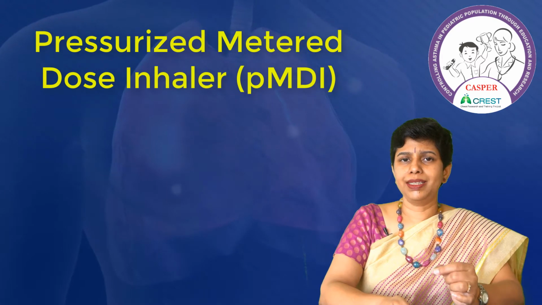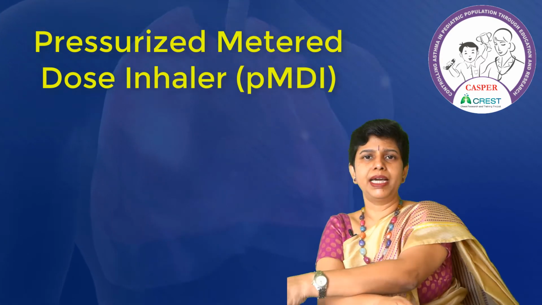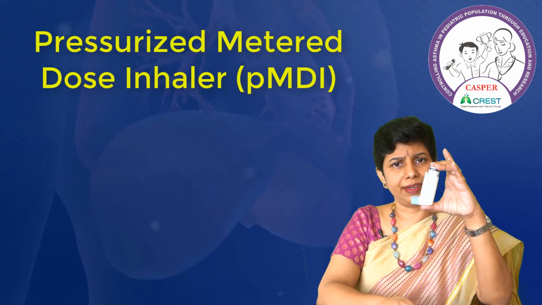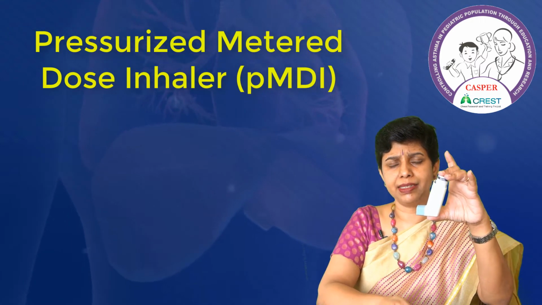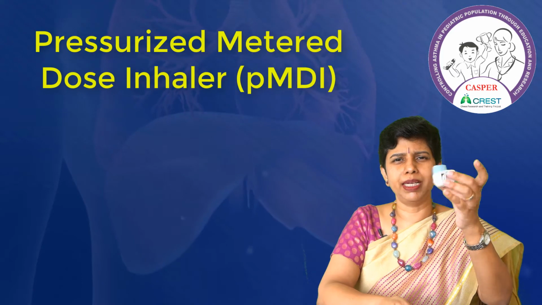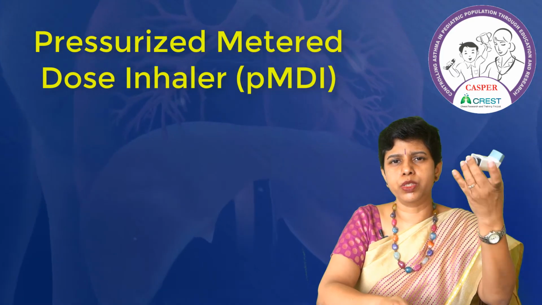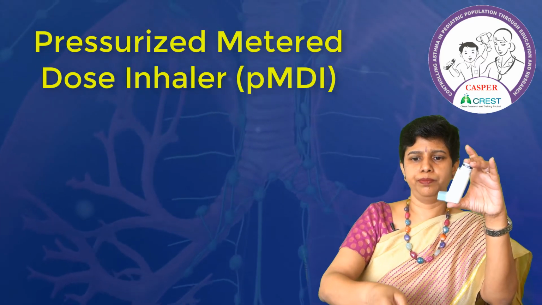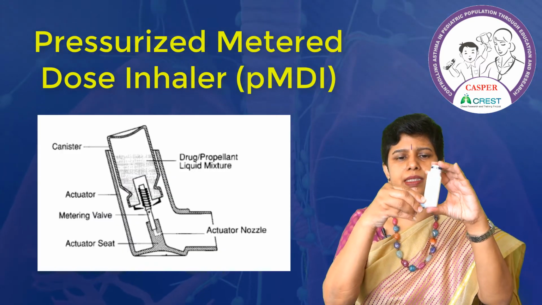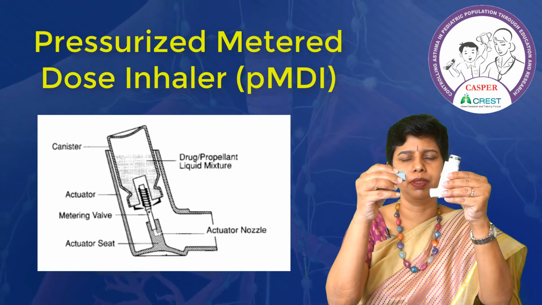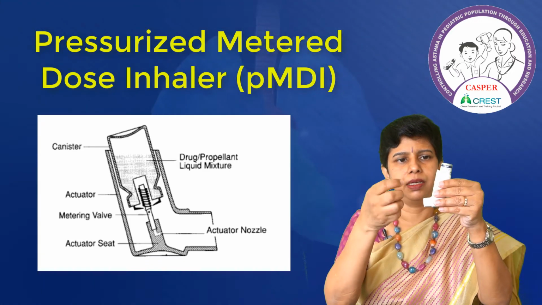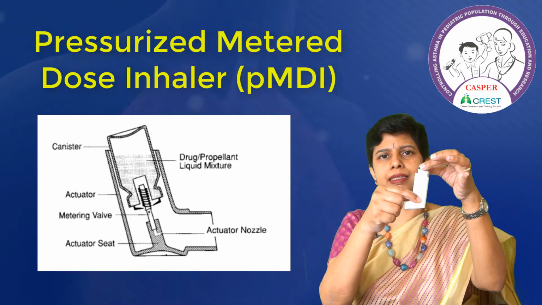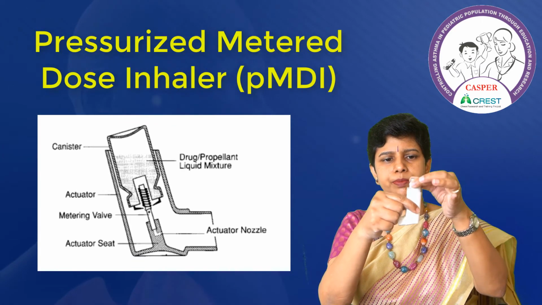So what are the different parts of the MDI? MDI, the pressurized metered-dose inhaler, I'm sure we all have seen and are aware of this device, and it is commonly known as the inhaler. People also call it the pump. So what are the components? This is the cap of the inhaler. This plastic body is called the actuator, and this is the canister.